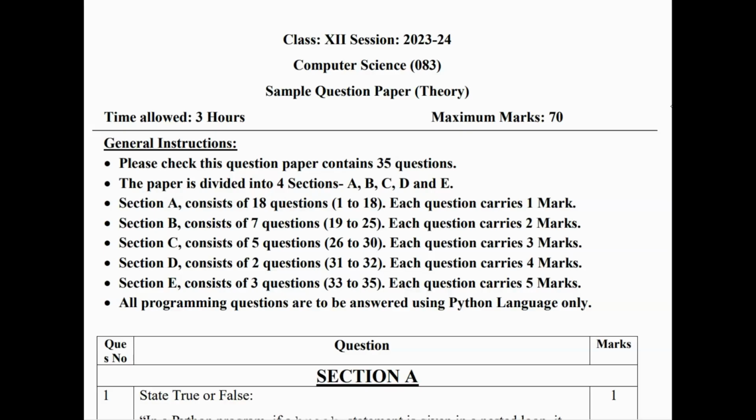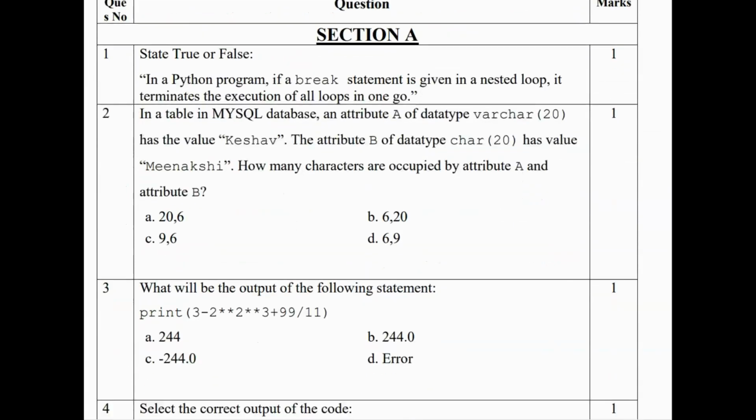Please check this question paper which contains 35 questions, and this paper has been divided into 4 sections. They have mistakenly given it as 4 sections. It is not 4, it is actually 5 sections, which is A, B, C, D and E. And this section A consists of 18 questions, which is 1 to 18, and each carries 1 mark. Let us move on to the questions line by line under the section A.